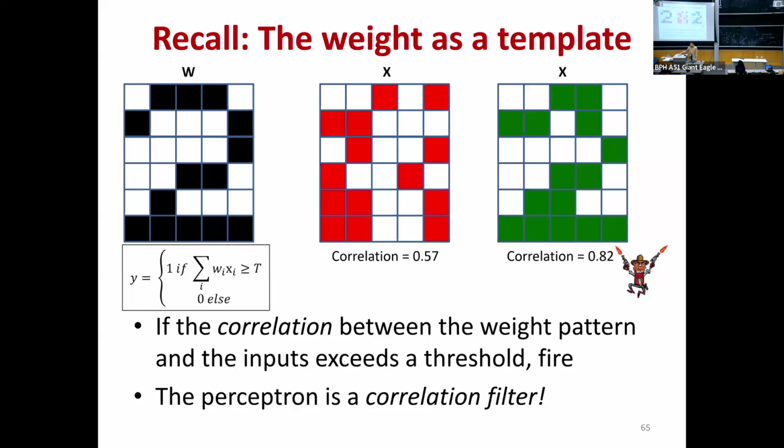If the input is the red pattern, and the template for 2 is shown in black, the inner product, the correlation between the two here is just 0.57. So you'd have a threshold. It has to be at least 0.8. It doesn't match the threshold, so this is not a 2. Whereas if you had something that looks like this, here the correlation is much higher, 0.82. And so you'd say this looks like a 2, right? In fact, for any pattern that you'd want to recognize, all you would have to do is draw the pattern that you want. And that becomes your template, and that becomes your set of weights.